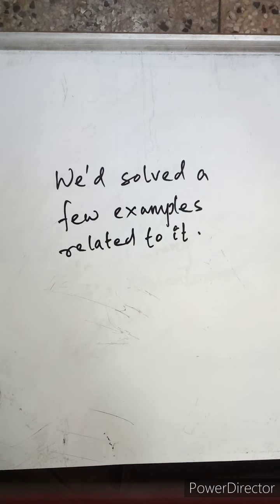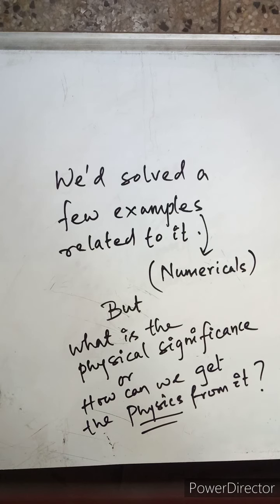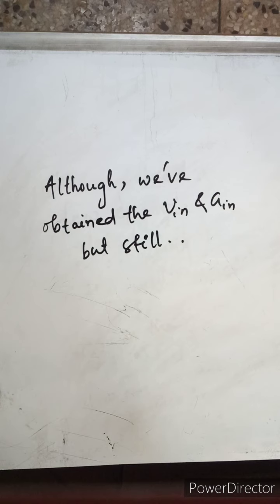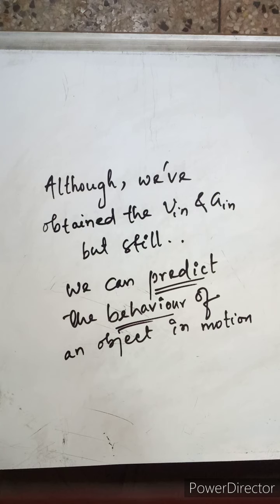Those examples were in the form of numericals, of course, but what is the physical significance? Although we had obtained the numericals, we want to get into the physics of it. Although we've obtained instantaneous speed or velocity as well as instantaneous acceleration, so you can say that we have already obtained the physics of it, isn't it? But still we can predict the behavior of an object in motion. Okay, this is what we are going to discuss now.